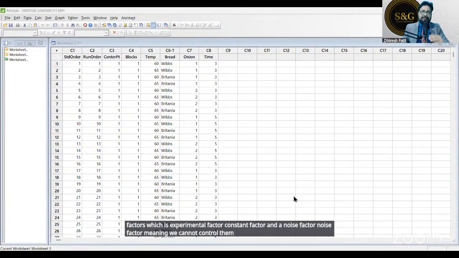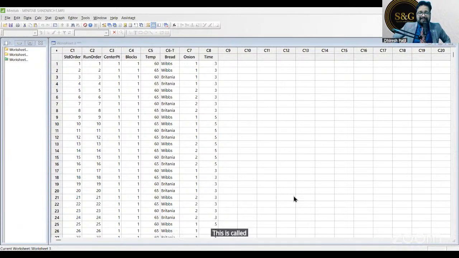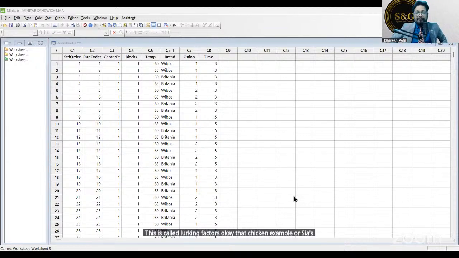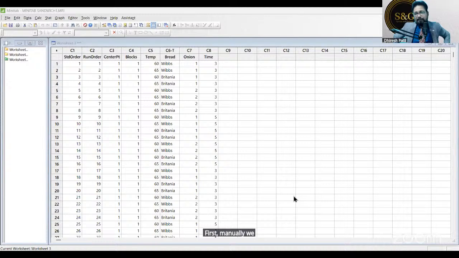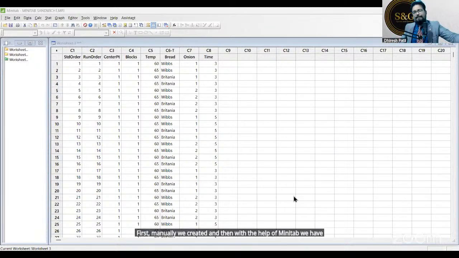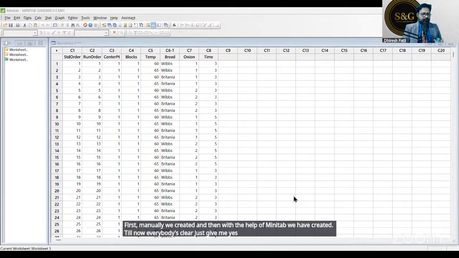Okay. And there is a fourth factor, which I give the example of. This is called lurking factors. Okay. The chicken example or Sia's example. Correct. That is a lurking factor. So to find out the effect of this, we basically randomize and replicate this. And so we have created the full factorial design. First manually we created, and then with the help of Minitab we have created. Till now everybody is clear? Just give me yes in the chat box.